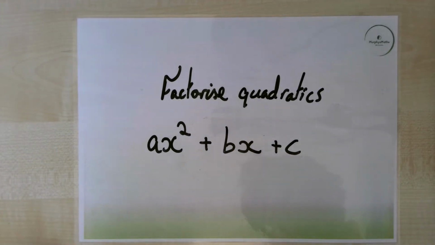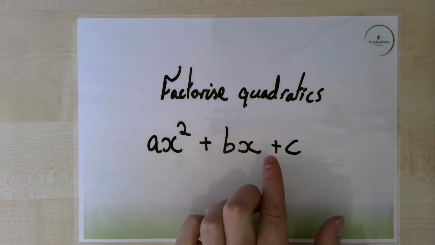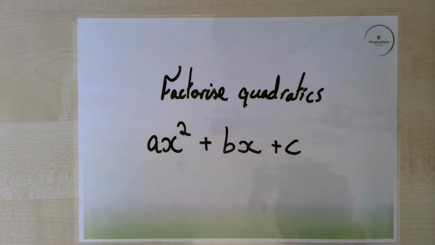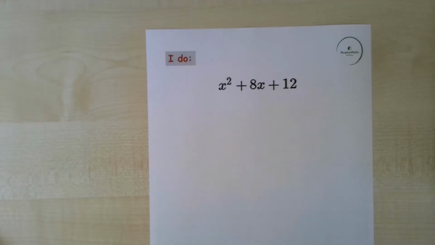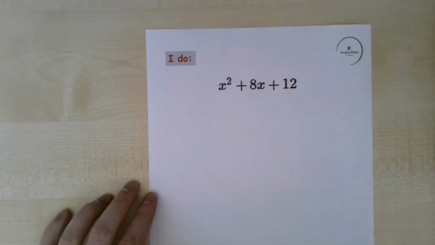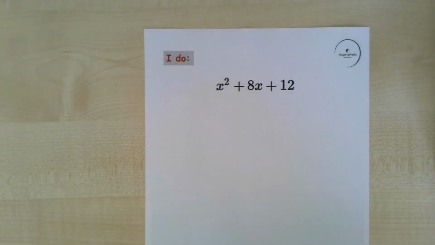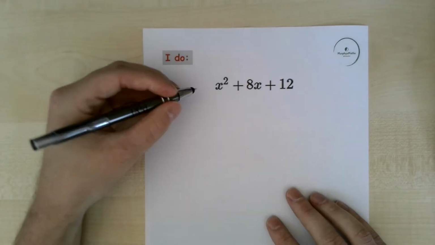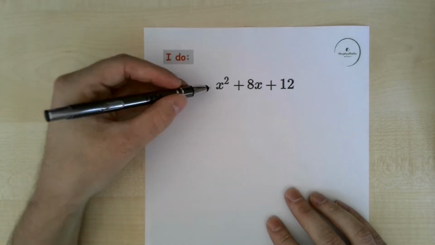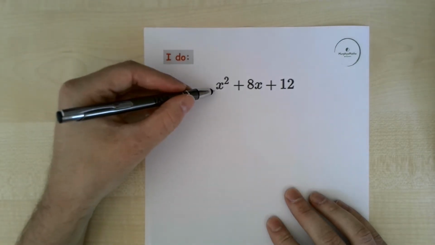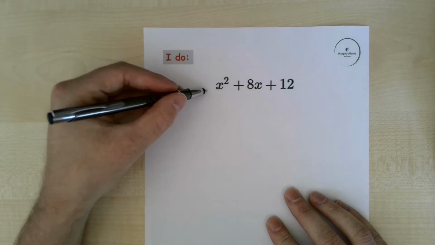Right guys, in this video we're going to look at factorizing quadratics. Specifically we're going to look at quadratics of this form. So what you'll notice is that there are no negative terms, everything's positive, and also that the term in front of the x squared, so whatever number's in front of the x squared, it's going to be a 1 in these ones. So these are a little bit easier than some of the ones we'll look at in a different video. Right, so first example.